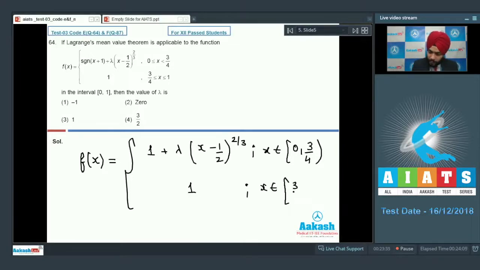Students, the function must be continuous and differentiable in the interval 0 to 1. Obviously it is continuous if LHL is equal to RHL. 1 plus lambda times this has to be equal to 1. Lambda has to be 0. There is no other possibility. We have option number 2 as the right choice. A very simple problem. Okay. Let us move on to 65.